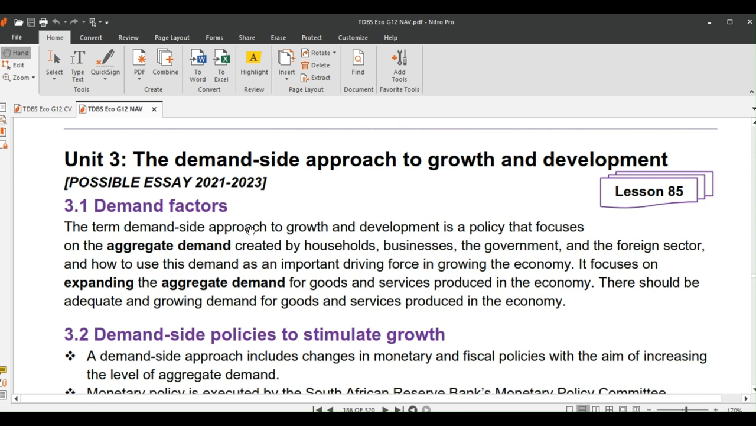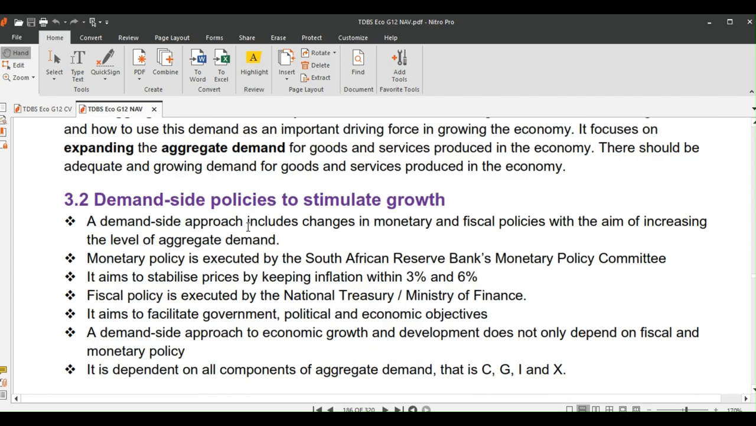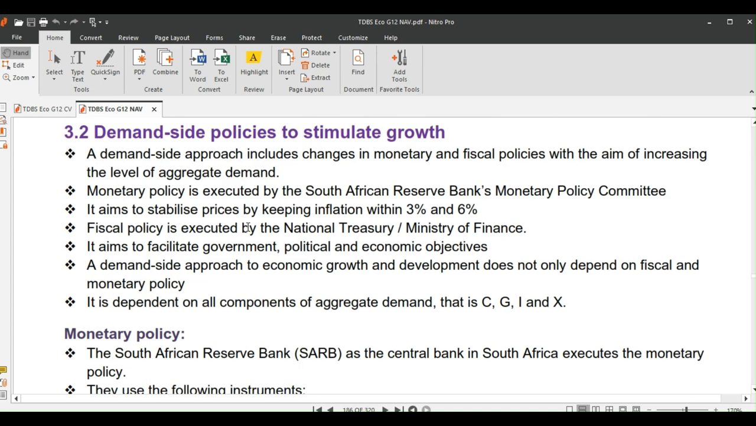Now, how can a demand-side policy be used to stimulate growth? Well, a demand-side approach includes changes in monetary and fiscal policies with the aim of increasing the level of aggregate demand. The monetary policy is executed by the South African Reserve Bank's Monetary Policy Committee, led by Governor Lesetja Ganyaho.